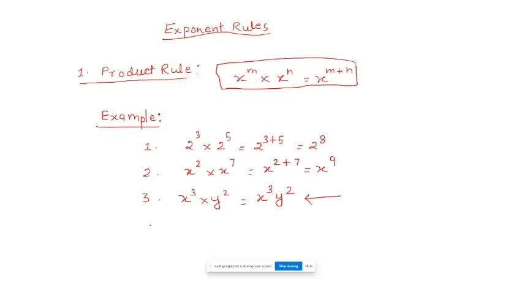You understand? Let's have one more. Number 4. X to the power of 3 times x to the power of 7. What will happen? Suppose I give you x to the power of 3 plus 7, which implies x to the power of 10.